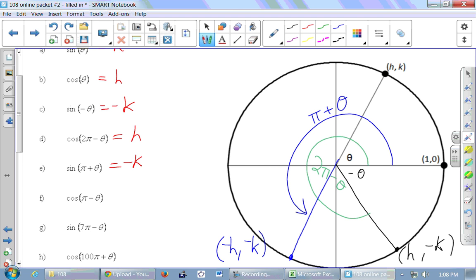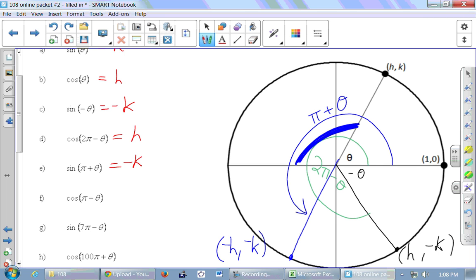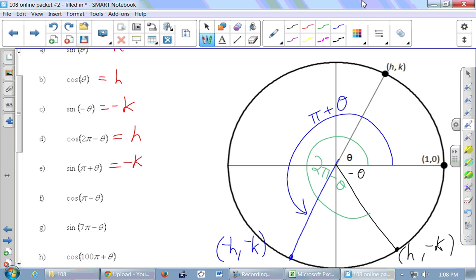Okay, next one, cosine of pi minus theta. Okay, let's see if we can find pi minus theta. So we know that theta is this angle here. So pi minus theta must be this thing. But having that angle here is kind of awkward. I'd much prefer it be coming from here. So what I'm going to do is, let's see if I have one more color. Let's go purple. I'm going to draw the theta angle here. And so what that means is that I'm saying theta is this angle, which means that pi minus theta, which is what I want, is now this angle in here.